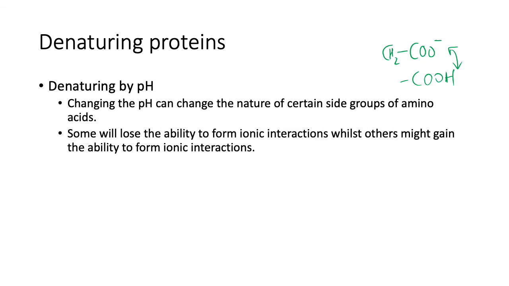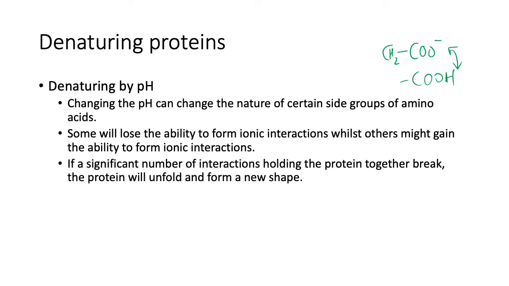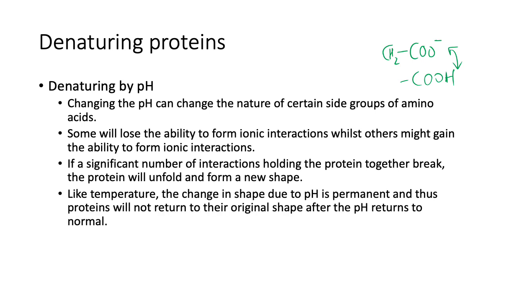Some will lose the ability to form ionic interactions, while others might gain the ability to form ionic interactions, and then all of a sudden you're joining places where you're not supposed to, and then it's all wrong. If a significant number of interactions break, then it unfolds and forms a new shape. Like temperature, the change in shape due to pH is permanent, and therefore proteins will not return to their original shape after the pH returns. That's why it's so important to keep the pH inside your body, and why acids are bad and bases are bad. So that's the denaturing of proteins, and that's it for proteins.